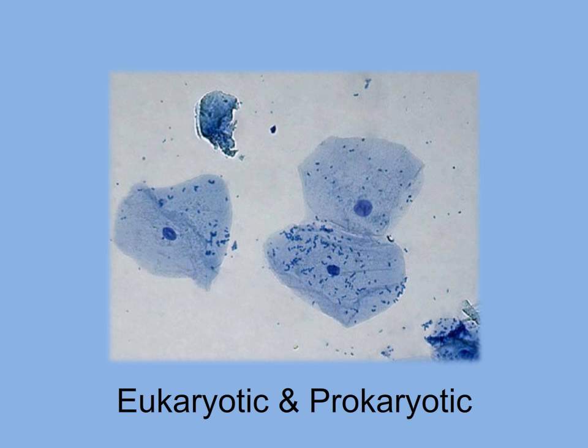The small rod-shaped cells on the eukaryotic cells are bacteria. See them? Those are examples of prokaryotic cells. Prokaryotic cells are relatively small and simple compared to eukaryotic cells. Prokaryotic DNA is found within a specific region of the cell called the nucleoid.